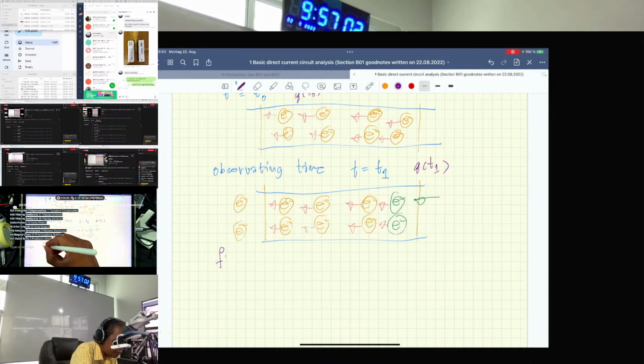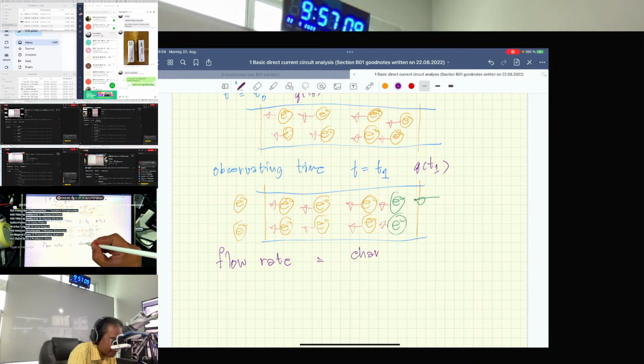The flow rate will be the charge flow. Okay, the flowing charge, the flow in charge per time. Okay, per observation time.